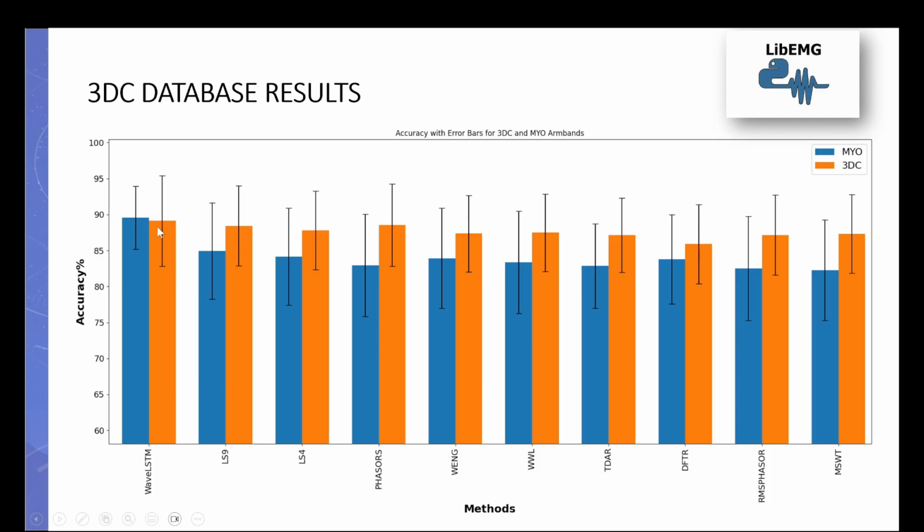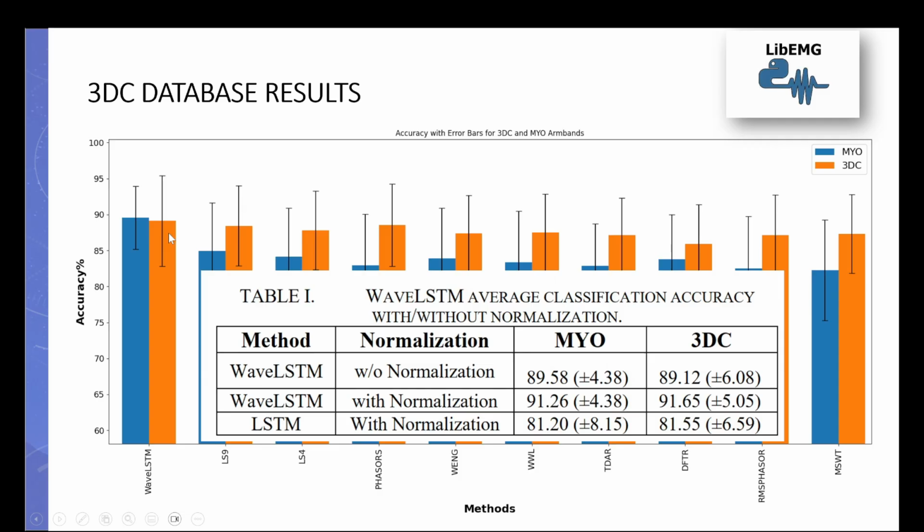However, when we looked at our method, the difference wasn't really statistically significant across all the subjects, and we were saying, hang on, what's going on over there? How come this method is generating nearly the same results? So we looked closely at the results with and without normalization, and we noticed that the results are not significantly different between the Myo and the 3DC armbands. Keep in mind, this one has 200 Hz sampling frequency and this one has 1000 Hz sampling frequency.